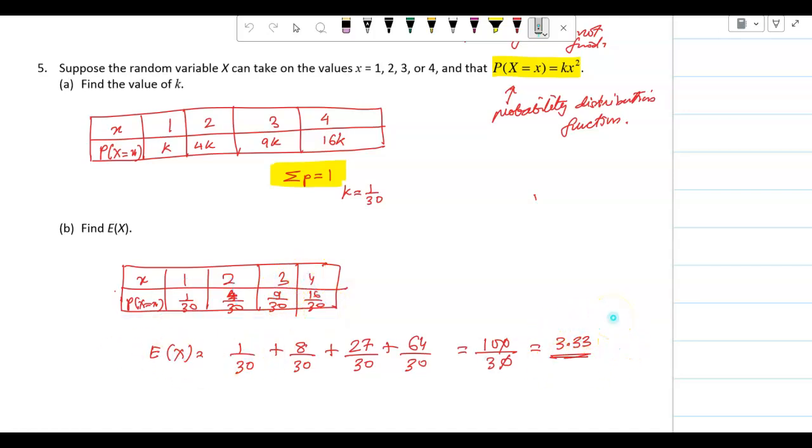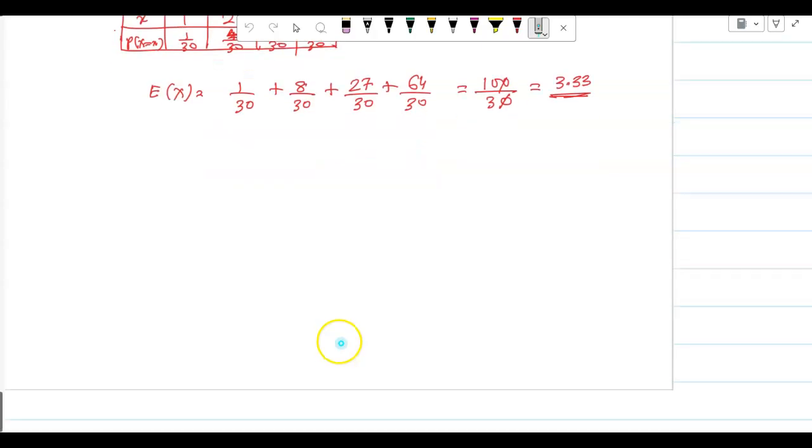So this is the long-term average. If you carry out this experiment several times, per trial, this is the outcome. Understood. Long-term average.